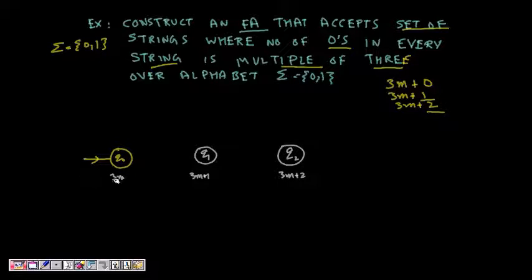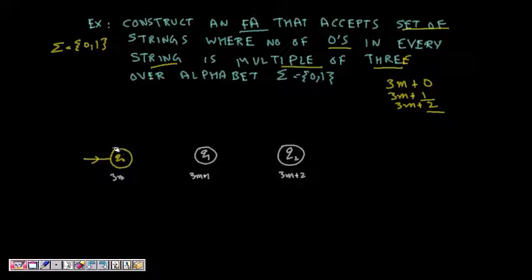Now which is the accepting state? Where it is a multiple of 3. So this is the start state. Basically 0 zeros is also a multiple of 3. So the start state, and 3 zeros, 6 zeros, all of these should also be the final state because they are of the form 3m. Oh sorry, so this is the start state.